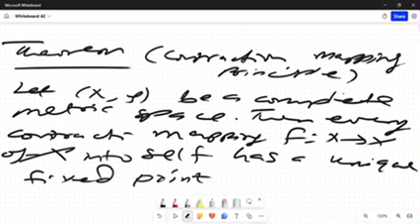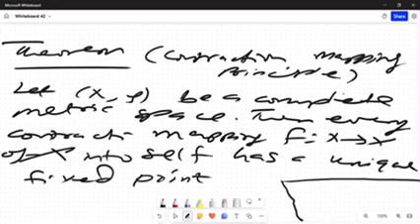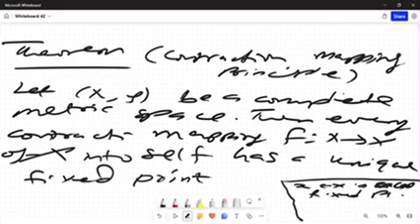I'm going to define that now. A point x in X is called a fixed point if f of x is equal to x for some x in X, not for all x. So that's why it's not an identity map, neither is it a constant map. In fact, there are even some maps that have no fixed point. So this is a fixed point.